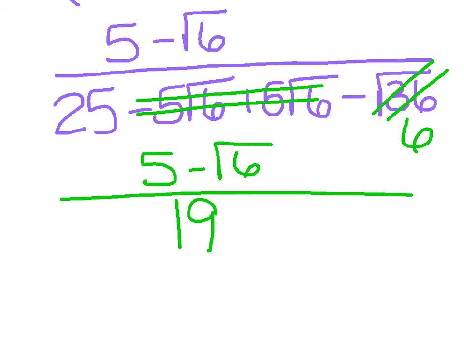And as I go and check to see if it needs to be simplified, there's a 5, a 1 here, and a 19, and they have nothing in common. So this will be my final answer.